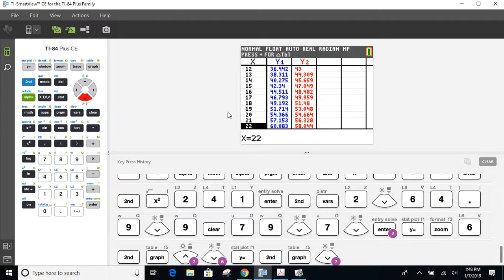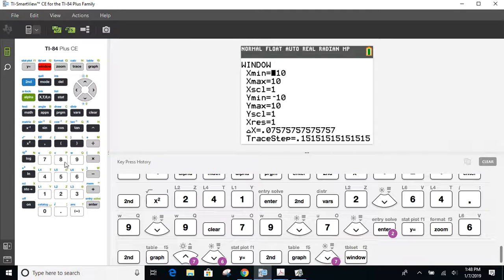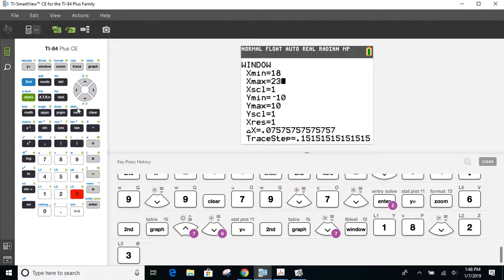So everyone right now, look at these X values. What do you think's good X values to go from? Just look at the X values. What do you think will be a good X value to change my window to? 18 to 23. All right, you got it. Hopefully it works, Langston. If not, we're going to blame it on you. 18 to 23. And then look at your Y's now.